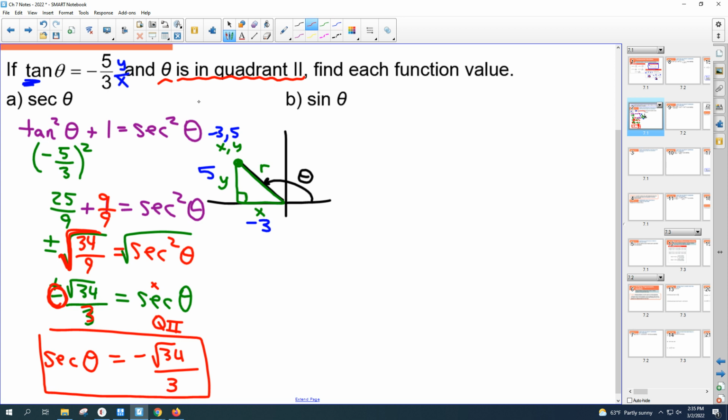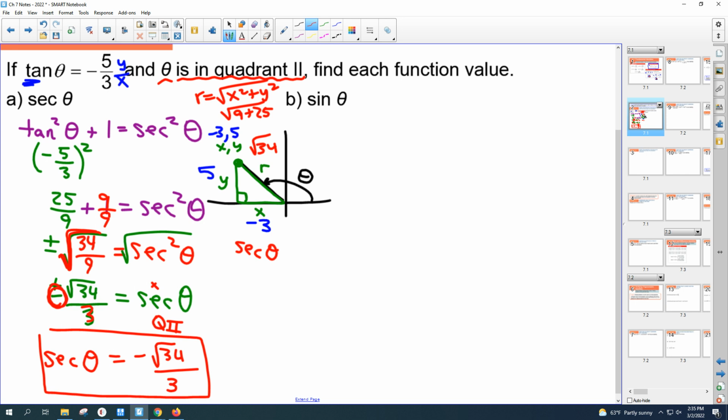And then we had this formula for r, square root of x squared plus y squared. Maybe you remember that one. X squared is 9, y squared is 25. 9 plus 25 gives us that square root of 34 again. There's our number. We know x, we know y, we know r, so we should be able to come up with whatever you want.